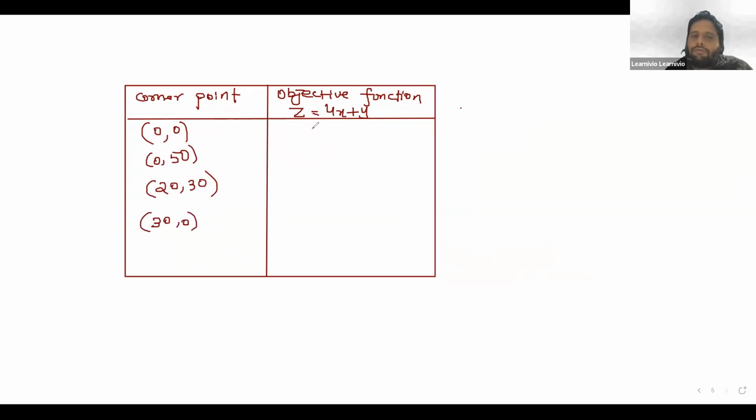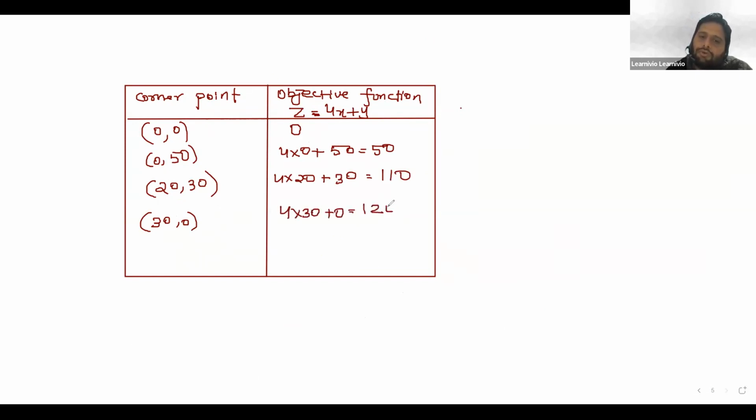We will check the value of the objective function at these corner points. Find the value of z at each one. Put 0, 0 here, you will get 0. Put 0, 50: 4 into 0 plus 50, so this is equal to 50. For 20, 30: 4 into 20 plus 30, so 4 twenties are 80, plus 30 is 110. Next, put 30 comma 0: 4 into 30 plus 0, so this is equal to 120.